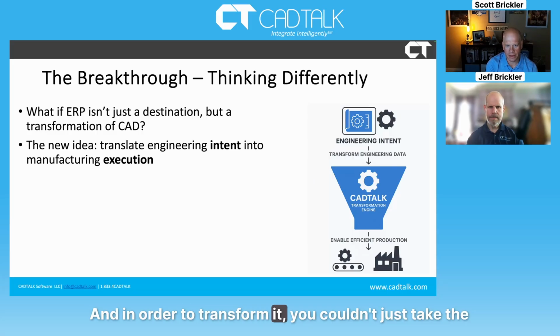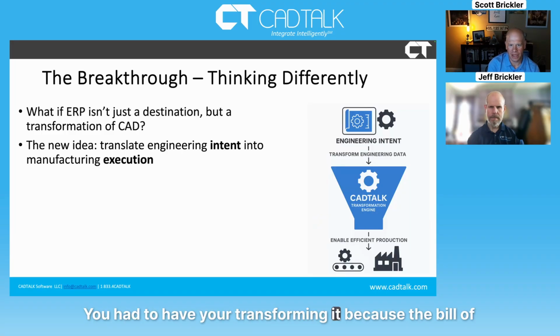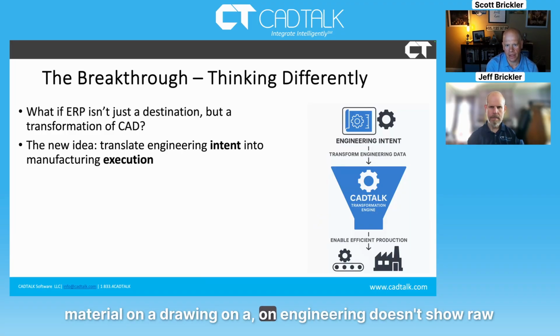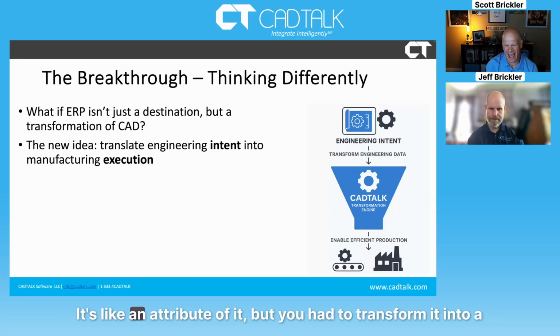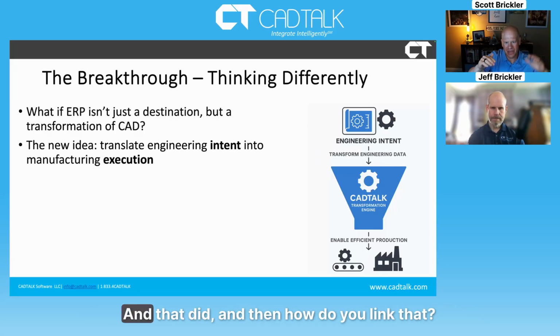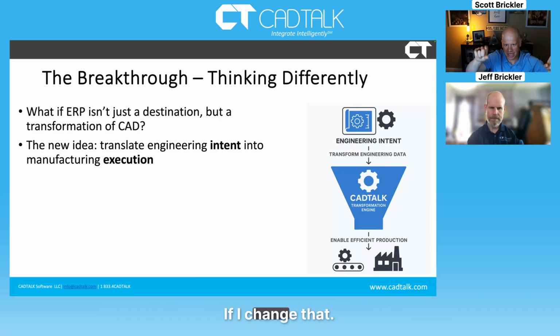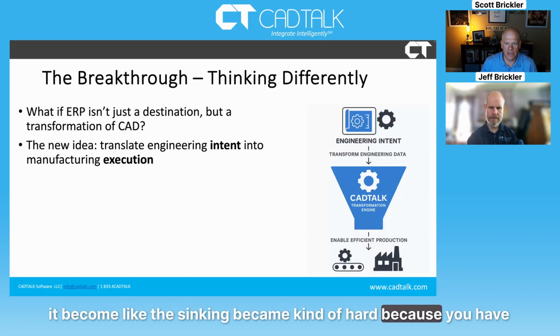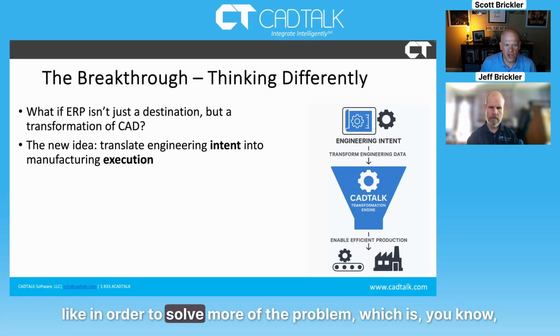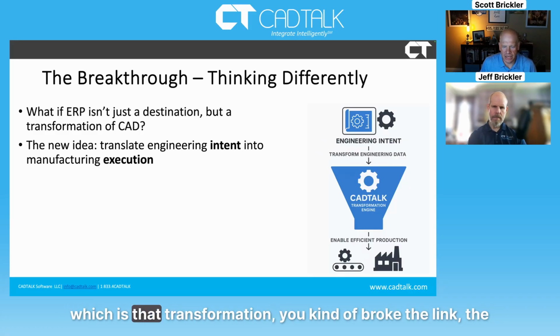And in order to transform it, you couldn't just take the property and make a subpart out of it, because the bill of material on an engineering drawing doesn't show raw material. It just says it's a property, like an attribute. But you had to transform it into a completely different thing on its own bill. And then how do you link that? If I change that part on the bill, what CAD file am I updating? There's nothing really to work with. So the syncing became hard, because in order to solve the transformation problem, you kind of broke the link.